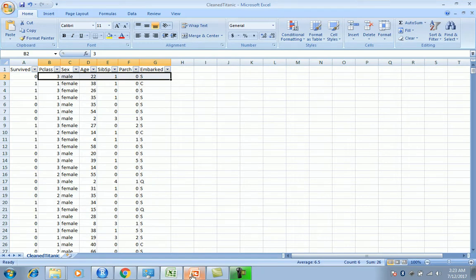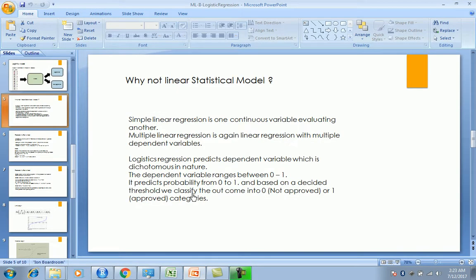So why not linear regression for this kind of data? We can answer that. Simple linear regression is one continuous variable evaluating another, and what we are trying to know is the coefficients based on which we can determine the dependent, that is the regressant. The same is true for multiple linear regression; the only difference is we have multiple independent variables which determine one dependent.